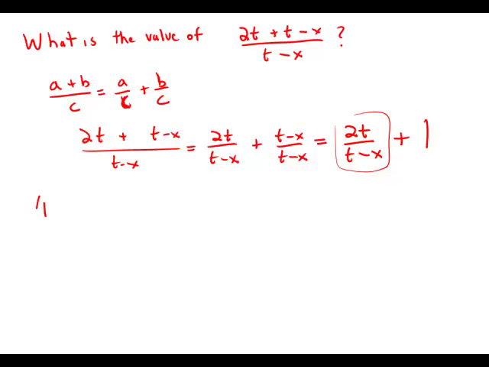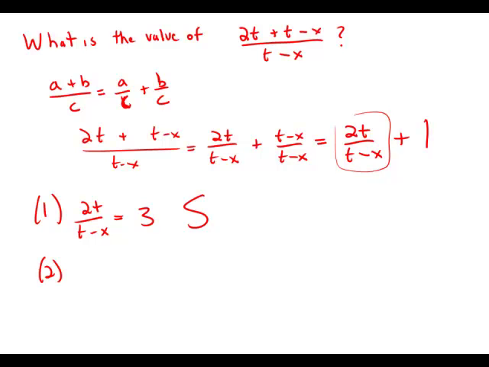So statement number 1 tells us that 2t over t minus x is 3. It basically hands us an answer on a silver platter. So if this is 3, we just add 1 and the whole fraction is 4. Very easy to determine the value of the fraction. So this one is completely sufficient. Now forget about that, move on to statement number 2.